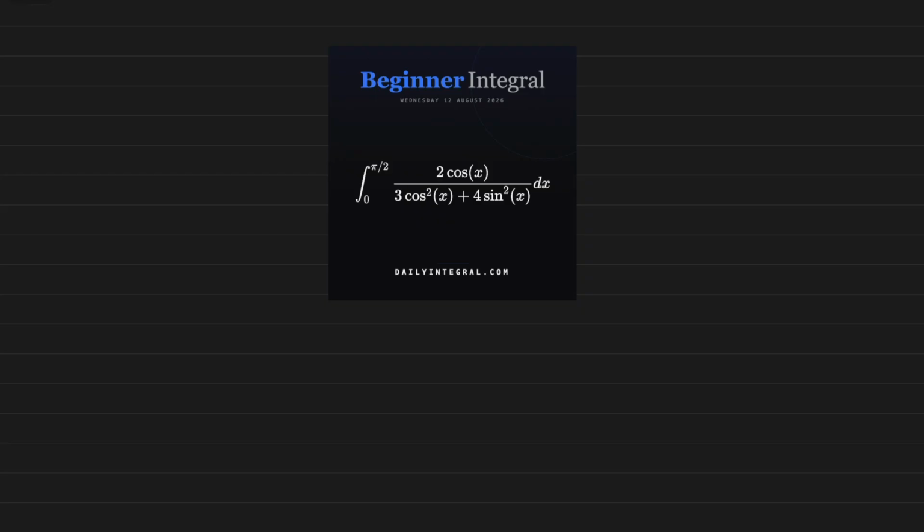So let's start. We have the integral from 0 to pi over 2 of 2 cosine of x over 3 cosine squared x plus 4 sine squared x dx. Let's start by simplifying this 3 cosine squared x plus 4 sine squared x first. We know that cosine squared x plus sine squared x is equal to 1. So we have this identity, and we can apply this right here. So we'll get 2 cosine x over 3 cosine squared x plus 3 sine squared x, which is going to become 3 plus sine squared x dx.